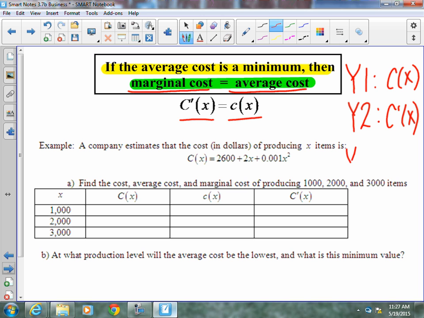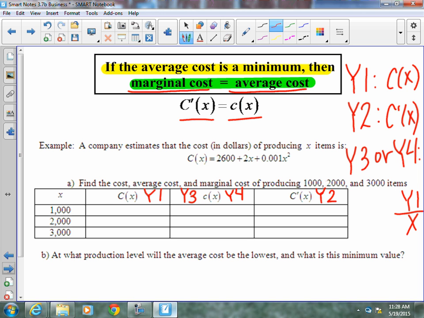And then in Y3 or Y4, if you have something in Y3 that you're not wanting to replace, you should put Y1 divided by X, and that would give you your average cost. So then it works out that cost is in Y1, this is in Y3 or Y4, depending on where you put it, and your derivative is in Y2 in your calculator.